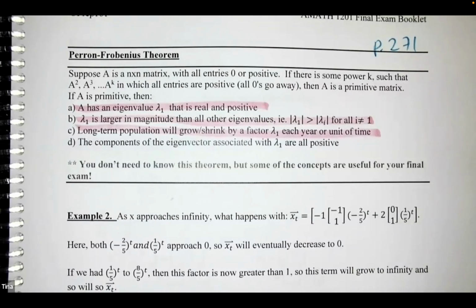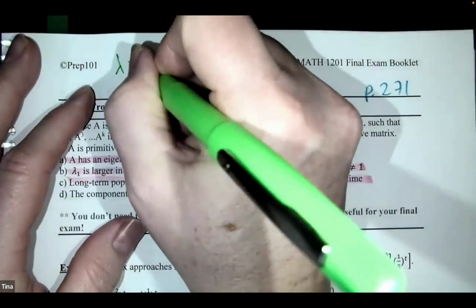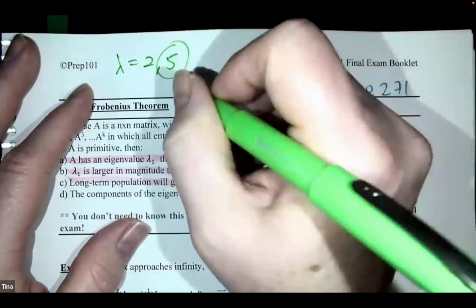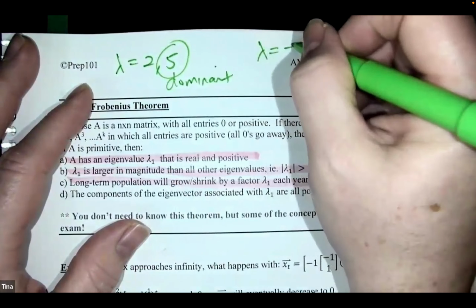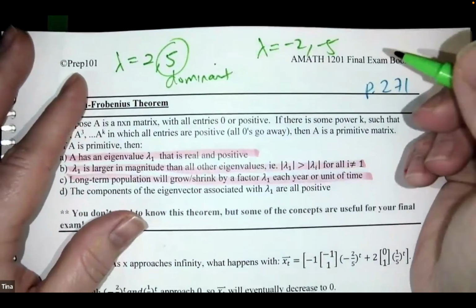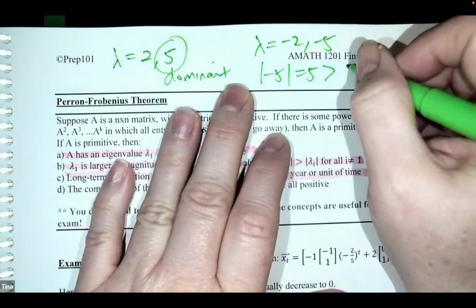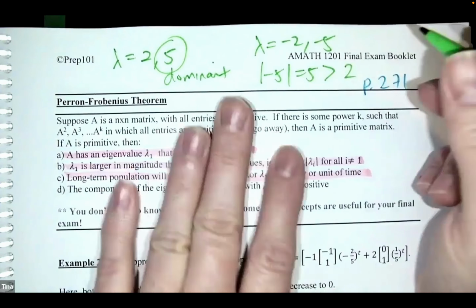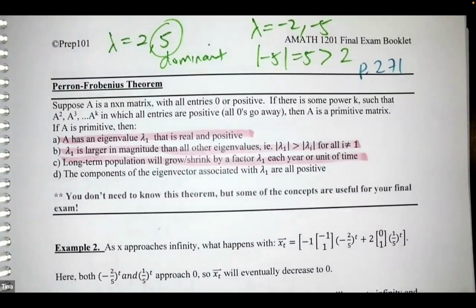Okay. So if you talk about the dominant one, let's say lambda is 2 and lambda is 5, then 5 would be the dominant, right? It's in absolute value. So if you had -2 and -5, then the absolute value of -5 is 5, which is greater than the absolute value of -2, which would be 2. Okay? So we can call that largest one the dominant eigenvalue.